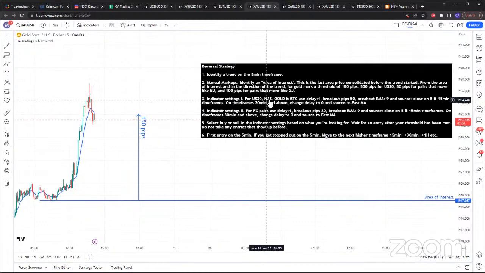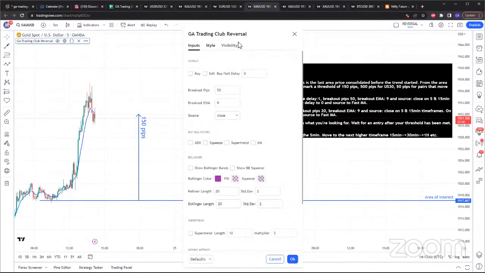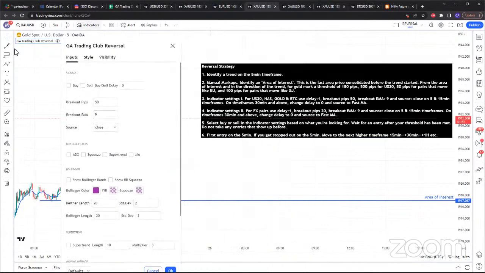Step number 3, indicator settings, part 1. So the first one, what are we trading here? It's gold. So for gold, and this is always start on the 5-minute. That's my workflow. You can start on the 15-minute if you want, but for me, these instructions are based on people who are starting on the 5-minute. So here, what am I looking for? I'm looking for sells. I turn on the sell only because I don't want buys to mess with my psychology.